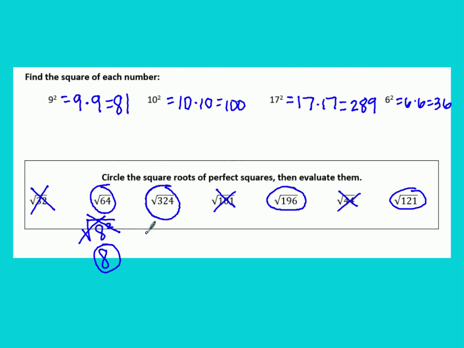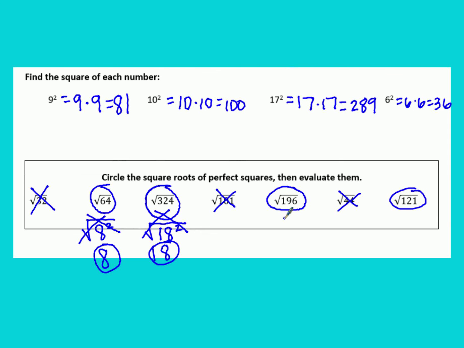In our next example, we have the square root of 324. 324 can be rewritten as 18 squared. So we can take the square root of 18 squared. These are opposite operations, so they cancel each other out, and we're just left with 18.